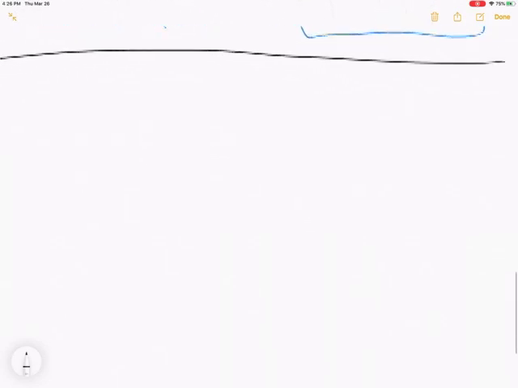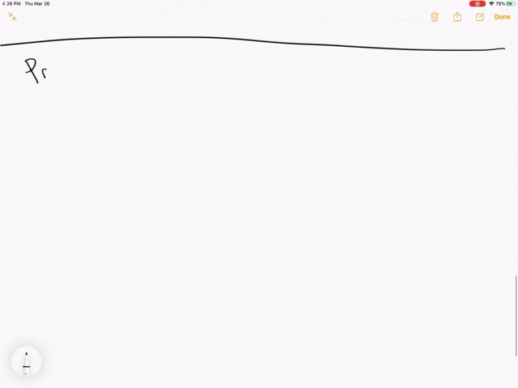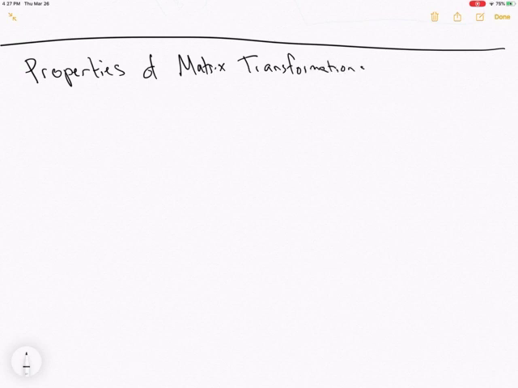So now let's discuss properties of matrix transformations. So, properties of matrix transformations. Let A be an n by m matrix. I'm going to use A now, so you can't confuse little m and big M.